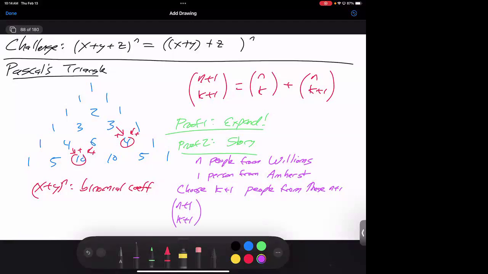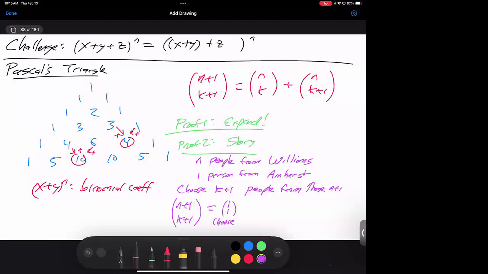Now, there's two possibilities. We could be in the unfortunate situation that we have someone from Amherst in our group, or we could be in the lucky situation where we don't have someone from Amherst. Are those two cases distinct? Are they disjoint? How many ways can you choose that Amherst person? One. How should I write 1? One choose 1. So 1 choose 1.